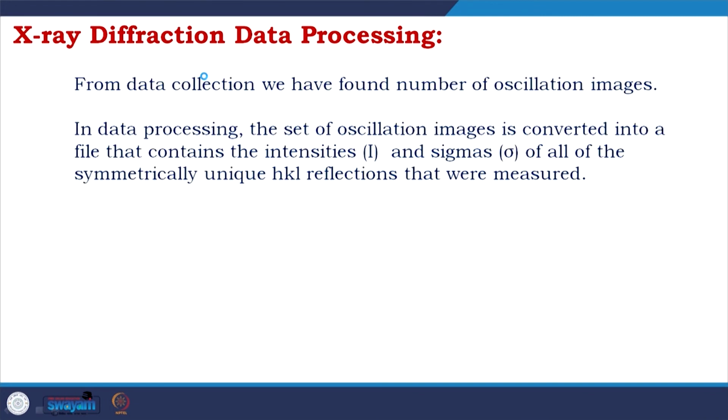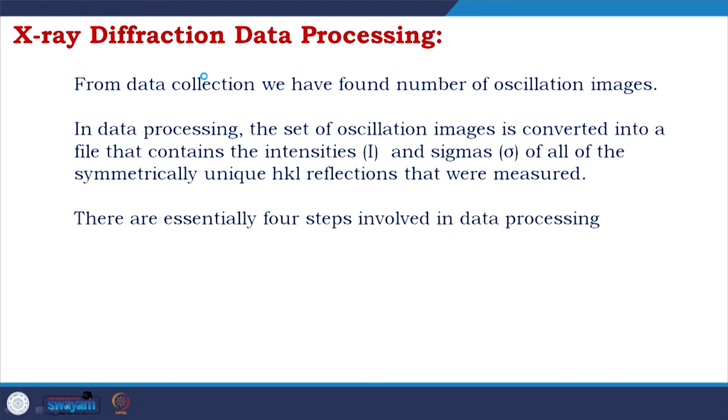So, coming to the X-ray diffraction data processing, which we are going to discuss in the next module. From data collection, we have found a number of oscillation images. In data processing, a set of oscillation images is converted into a file that contains the intensities I and the sigma of all of the symmetrically unique HKL reflections that were measured.